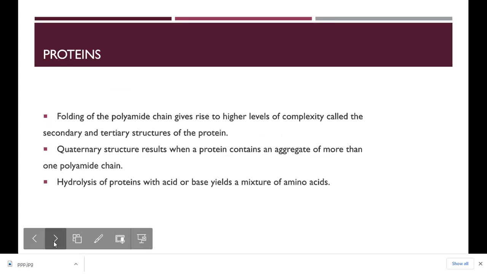Folding of the polyamide chain gives rise to a higher level of complexity called the secondary and tertiary structures of the protein. Quaternary structure results when a protein contains an aggregate of more than one polyamide chain, means they have a complex structure of primary, secondary, tertiary. Hydrolyzed proteins with acid or base yield a mixture of amino acids. Means simple hydrolysis of proteins gives us a mixture of different alpha amino acids.